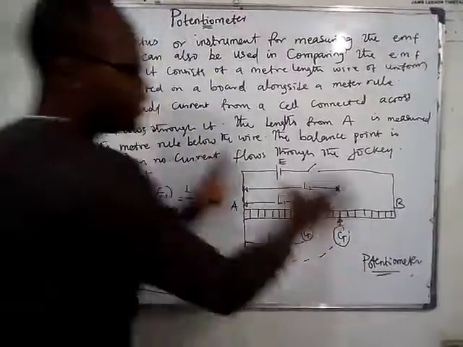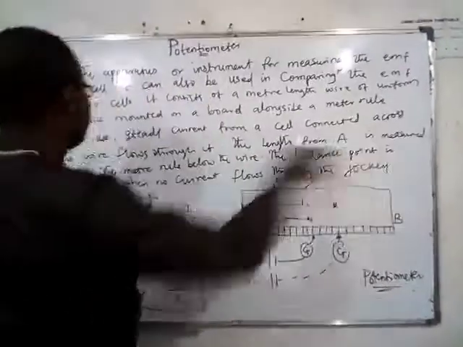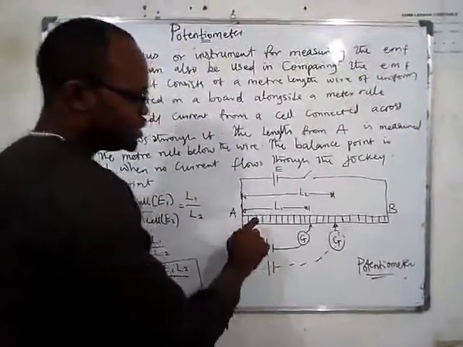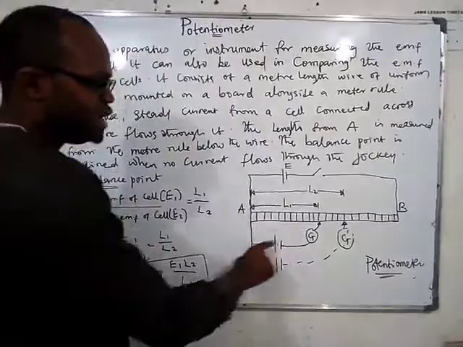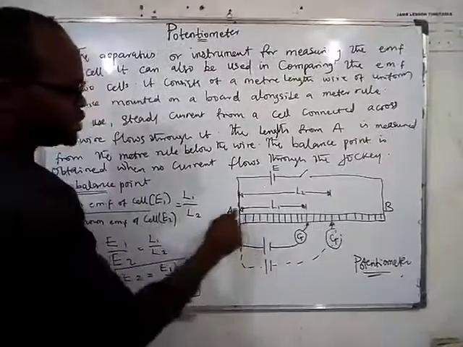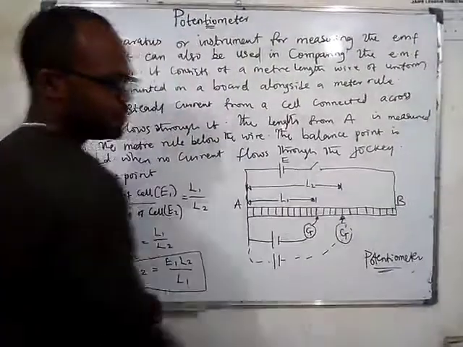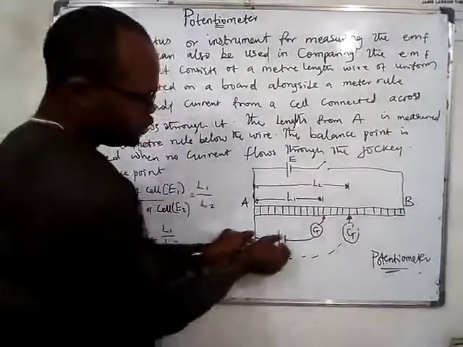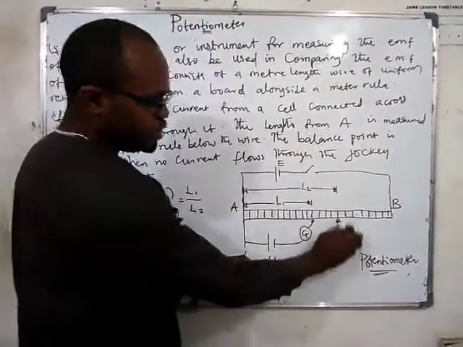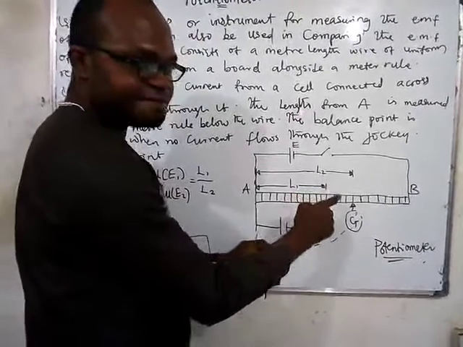Whenever you want to use it to measure, a steady current from a cell connected across the wire flows. This is the cell, is it not? The length from A is measured. Can you see A? Can you see B? So you measure this length from A. When you put your galvanometer here, you measure; you put it in another place, you measure, and you get the length.